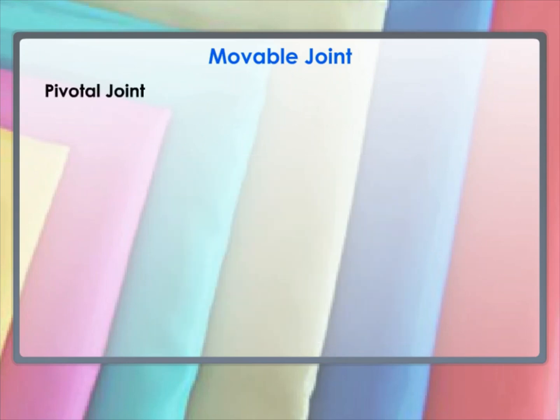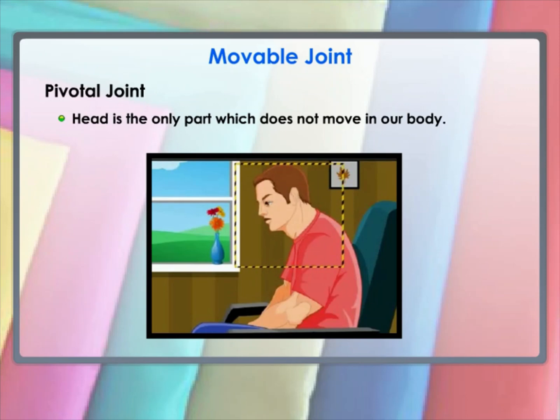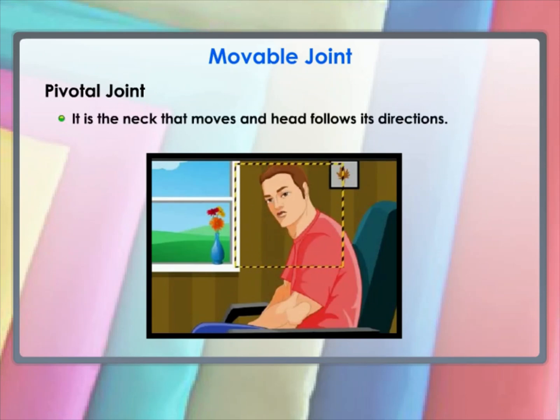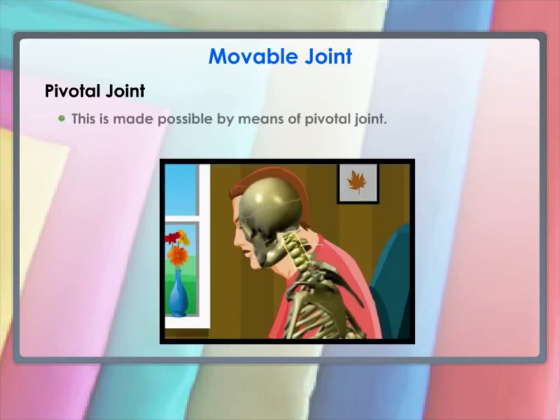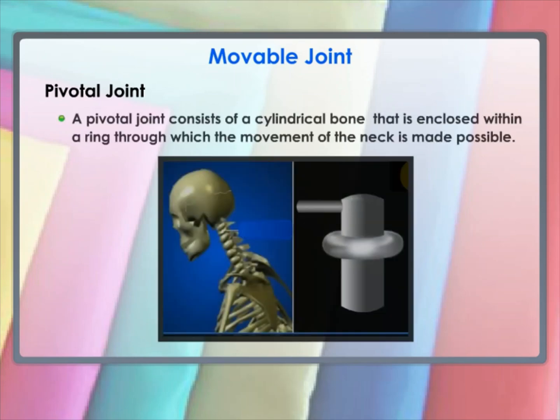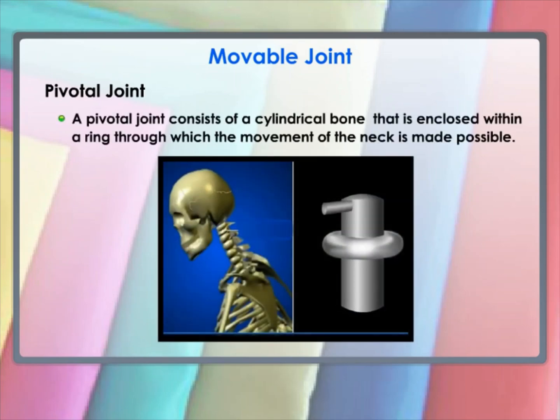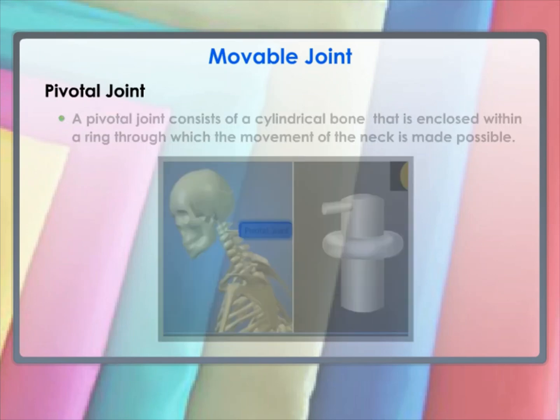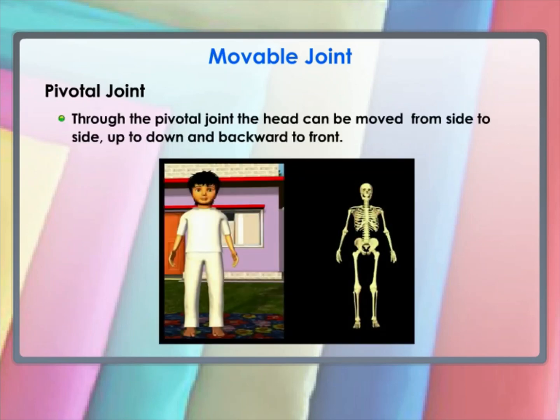Pivotal joint. Head is the only part which does not move in our body. It is the neck that moves and the head follows its direction. This is made possible by means of a pivotal joint. A pivotal joint consists of a cylindrical bone that is enclosed within a ring through which the movement of the neck is made possible. Through the pivotal joint, the head can be moved from side to side, up to down, and backward to front.